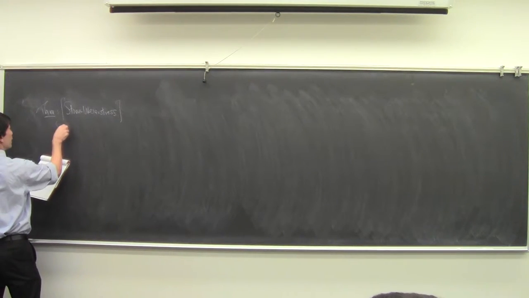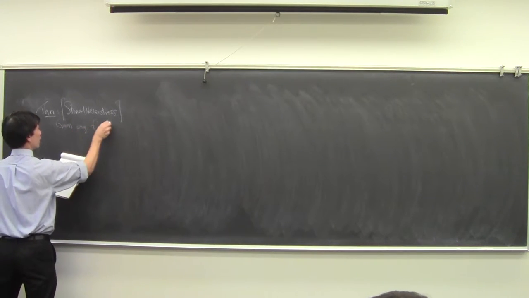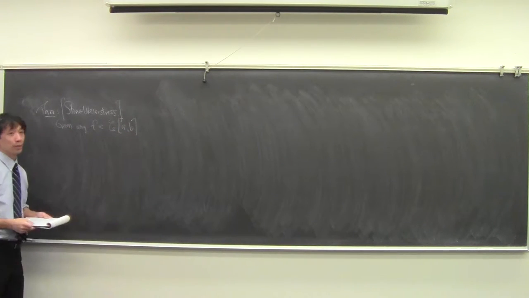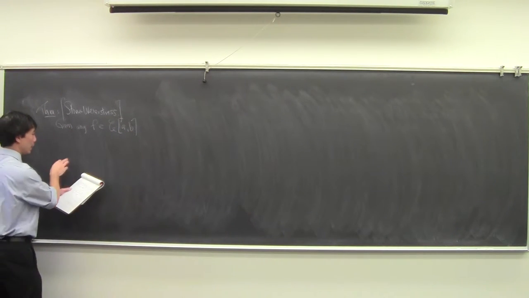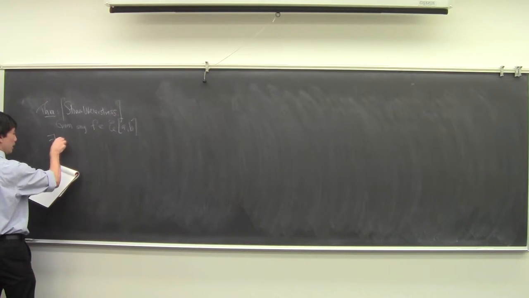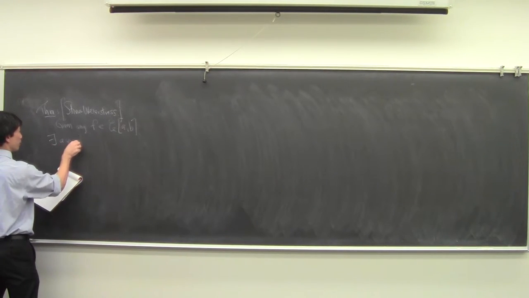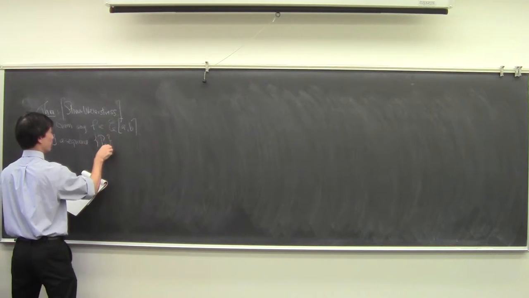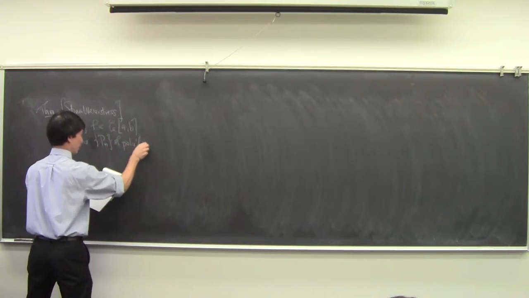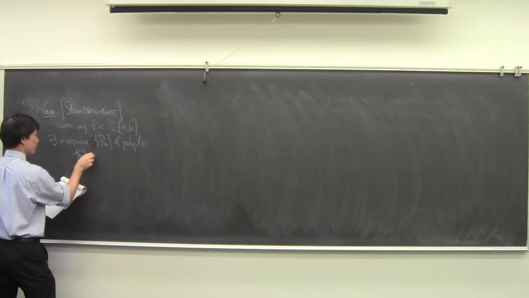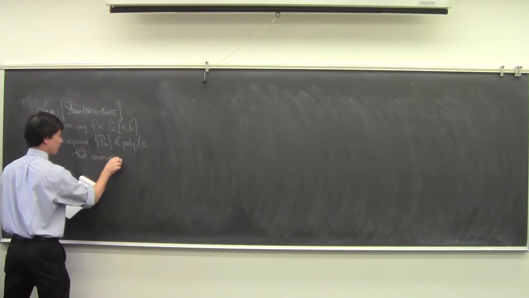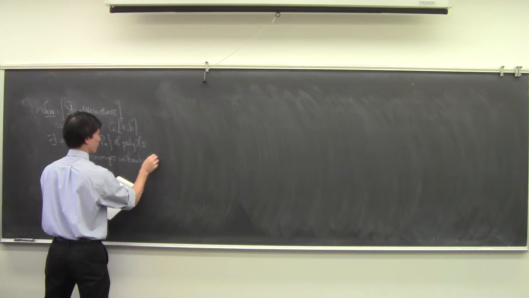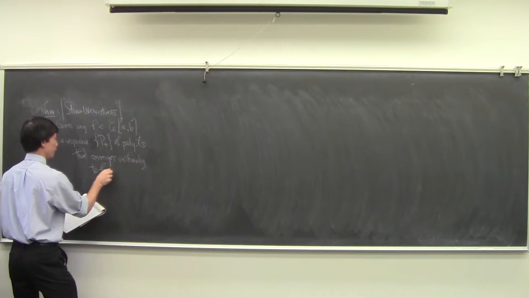Anyway, so, given any function that's continuous on a closed and bounded interval, there exists a sequence p_n of polynomials that converges uniformly to f on [a,b].